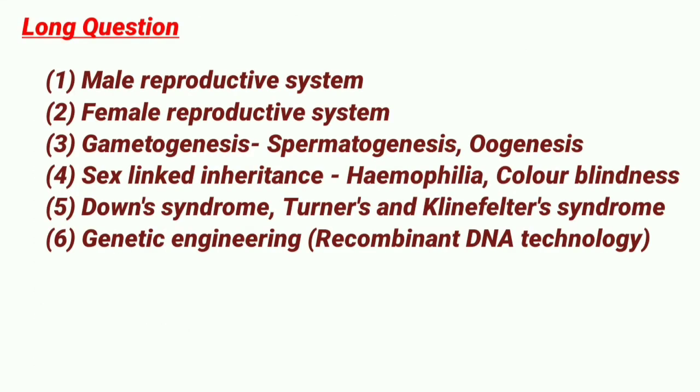Our chapter long questions are male and female reproductive systems, spermatogenesis and oogenesis, sex linked inheritance, Down syndrome, Turner syndrome and Klinefelter syndrome, and recombinant DNA technology. So, these are the likely long questions.